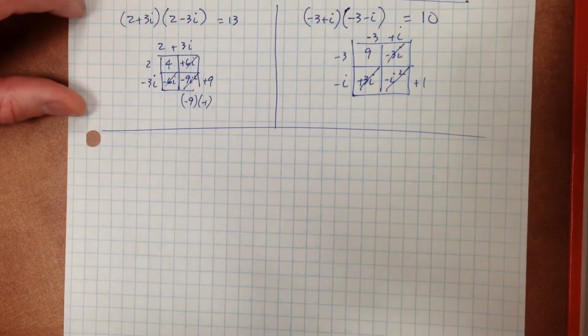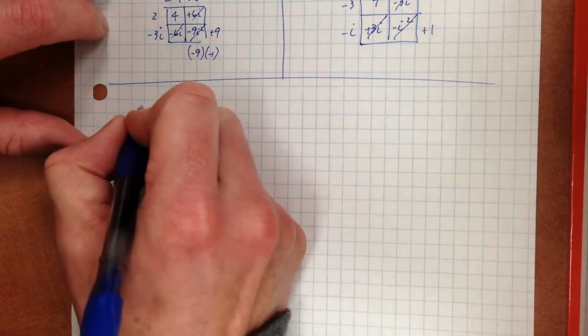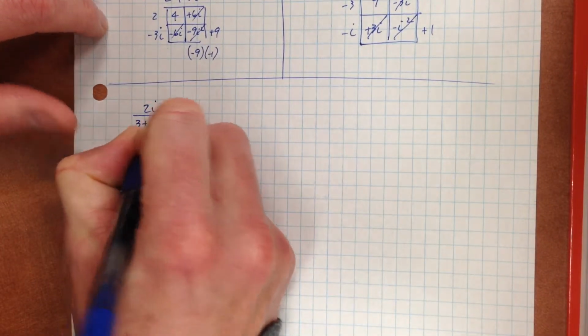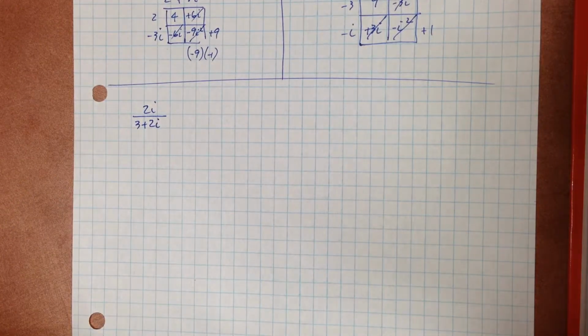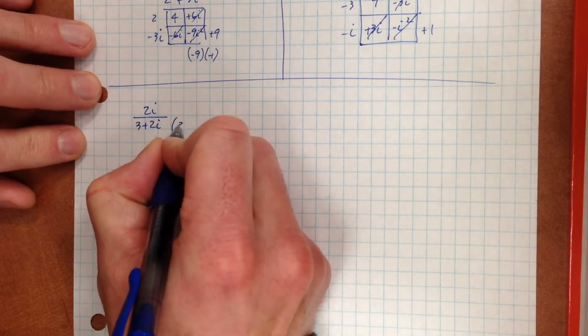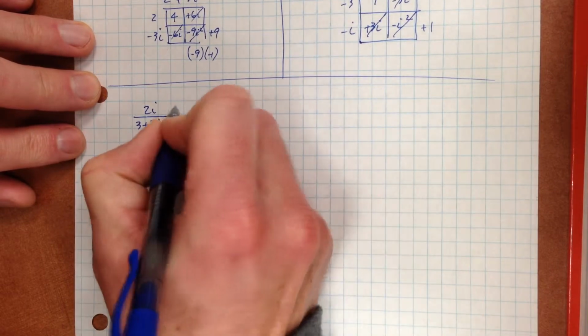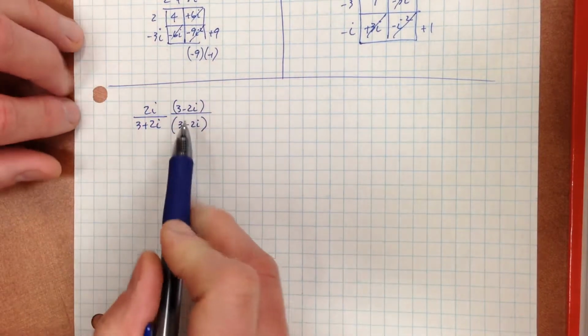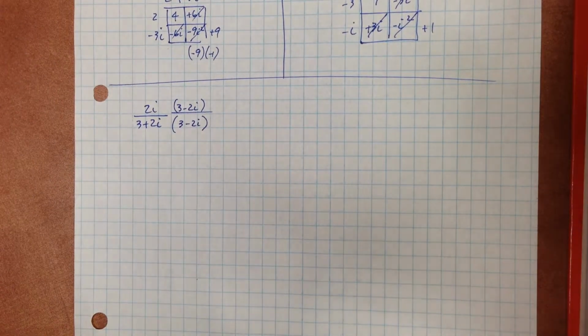And the way that you typically see it in action is something like this. 2i over 3 plus 2i. You don't want to leave any imaginary numbers downstairs in that denominator. You want to get them out. Think of it kind of like rationalizing the denominator here. So I can multiply top and bottom by the conjugate, 3 minus 2i, 3 minus 2i. Because I've really just multiplied by 1, and you are allowed to do that in math.